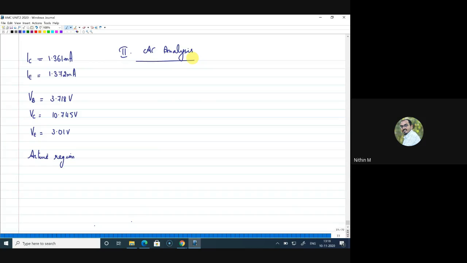Nishant, before I draw the small signal equivalent circuit, I can find a few parameters and get ready for the calculations. Can you tell me which are all those parameters? Sir, I need gm. gm is IC by VT. I need r pi. r pi is VT by IB. And re will be r pi divided by beta plus 1. Very good.